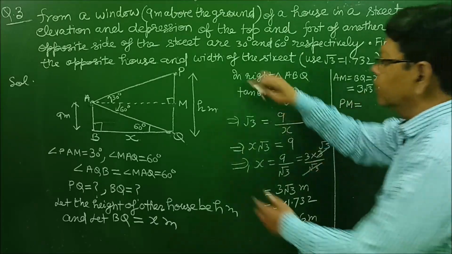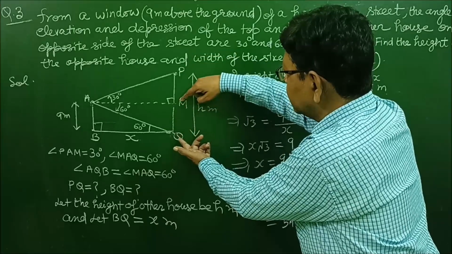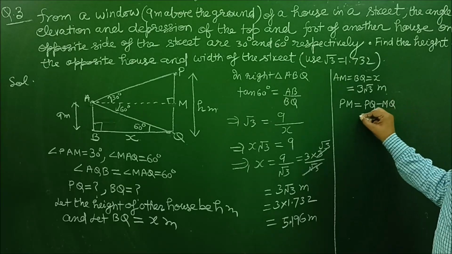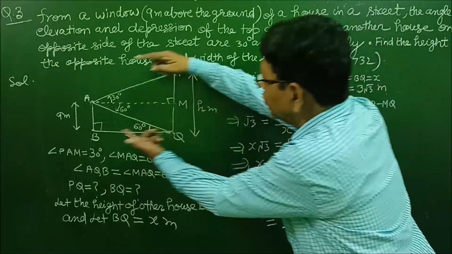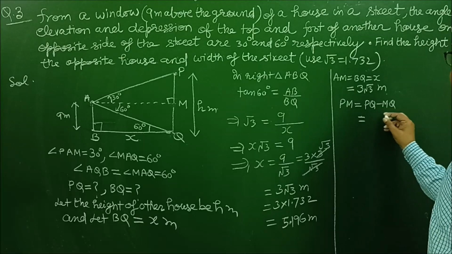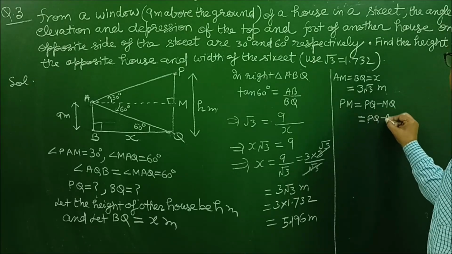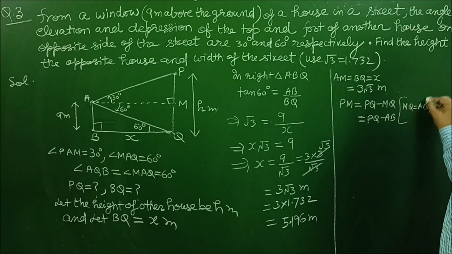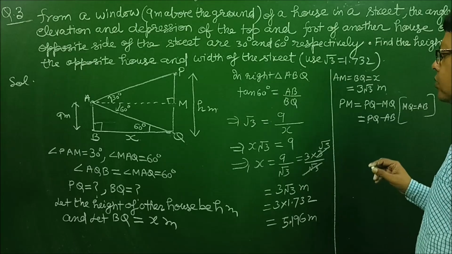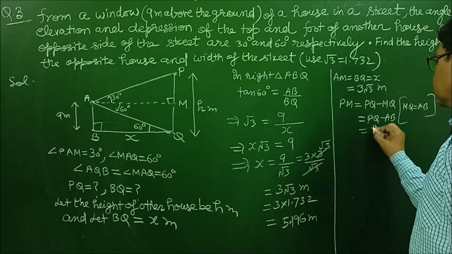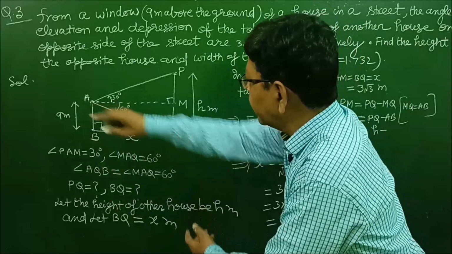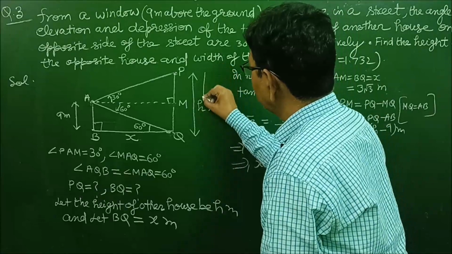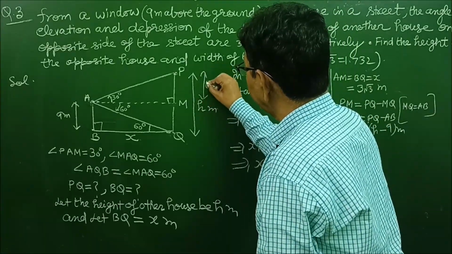The value of PM will be PQ minus MQ, and MQ is equal to AB. So PQ minus AB we can say. MQ is equal to AB, and PQ is H, minus AB is 9 meters, so H minus 9 meter. So this distance from P to M is H minus 9 meter.